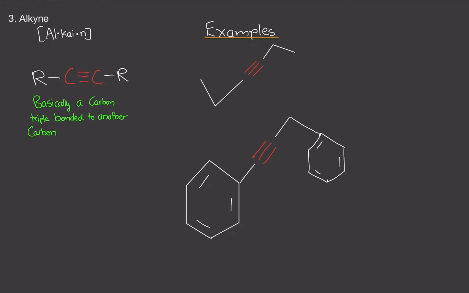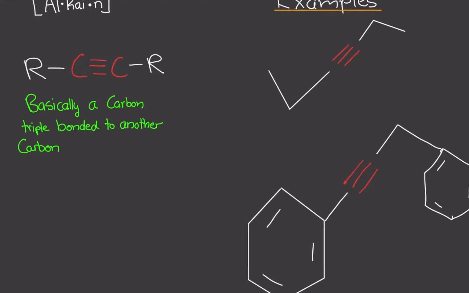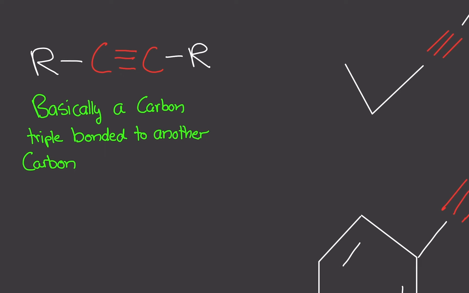Alkyne is the next one. It's literally the exact same thing as an alkene, except the double bond is a triple bond. So now it's a triple bond between the 2 carbons. You have a carbon here, and the triple bond's right there, and it's surrounded by whatever R group you want it to be.